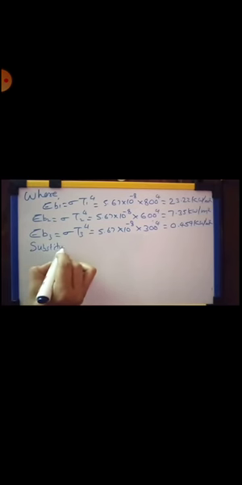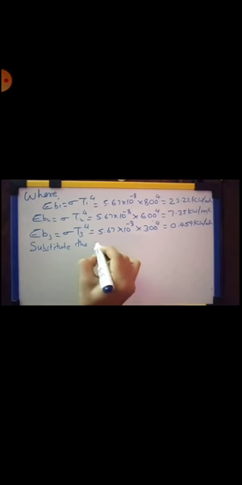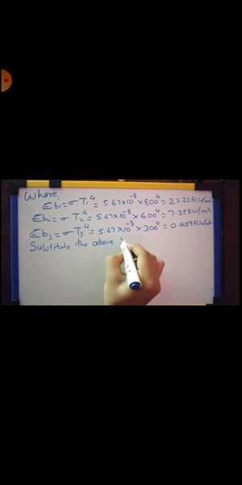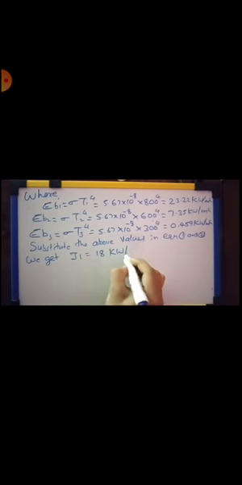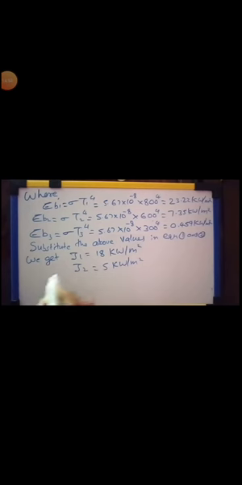Substitute the above values of EB1, EB2 and EB3 in equations 1 and 2. You get J1 is equal to 18 kilowatt per meter square, and J2 is equal to 5 kilowatt per meter square. Okay.